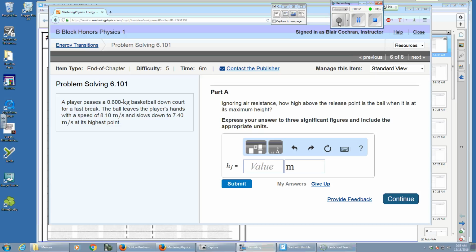All right, so we're going to start with number 6 as requested, and go on to 7, and 5, and then 2, depending upon how much time we have. So in this one, we have a player passing a ball down the court. They give us the speed. The ball leaves the player's hands. Right away, when we see speed, what should we think about?